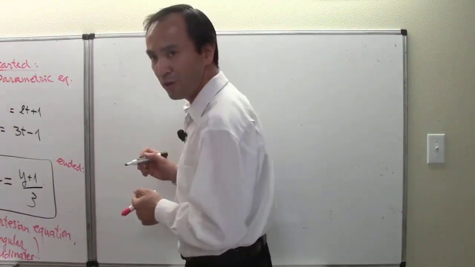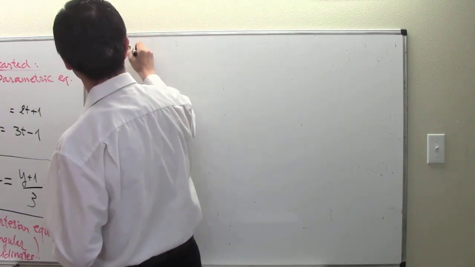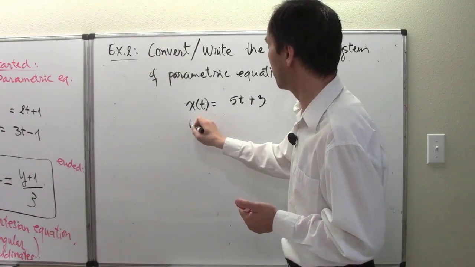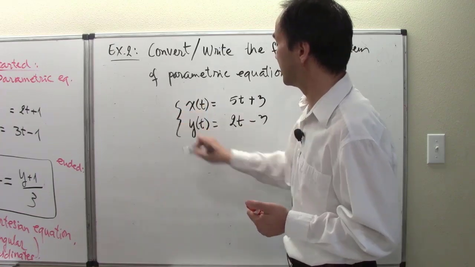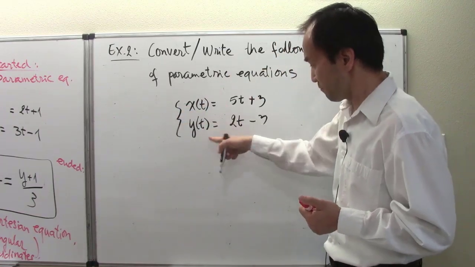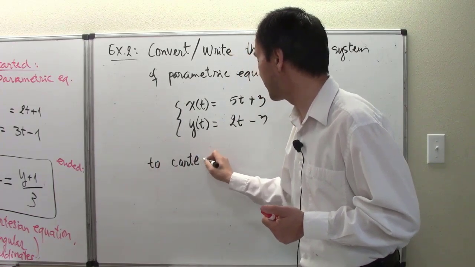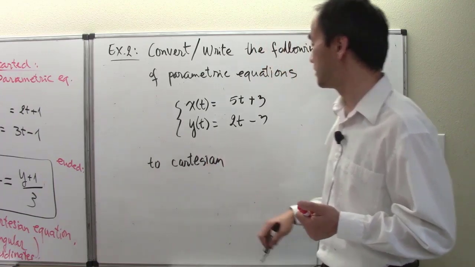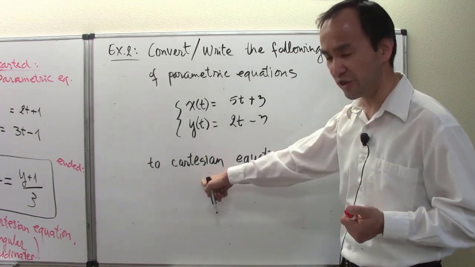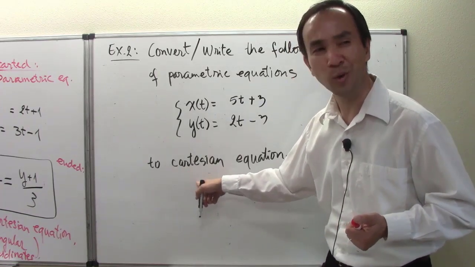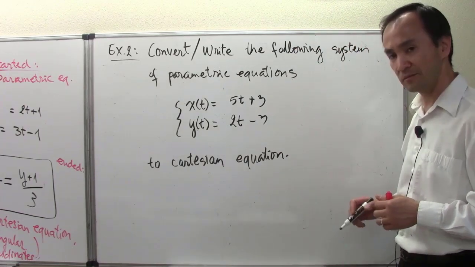All right, so now let's call that another example right here. I can call that example 2, so that we finalize our skill right here. Okay. And y of t equals 2t minus 3. We want to convert that set of parametric equations to a Cartesian equation. Okay, and the idea of the Cartesian equation is these have rectangular coordinates. All right, so that's what's instructed in this example.